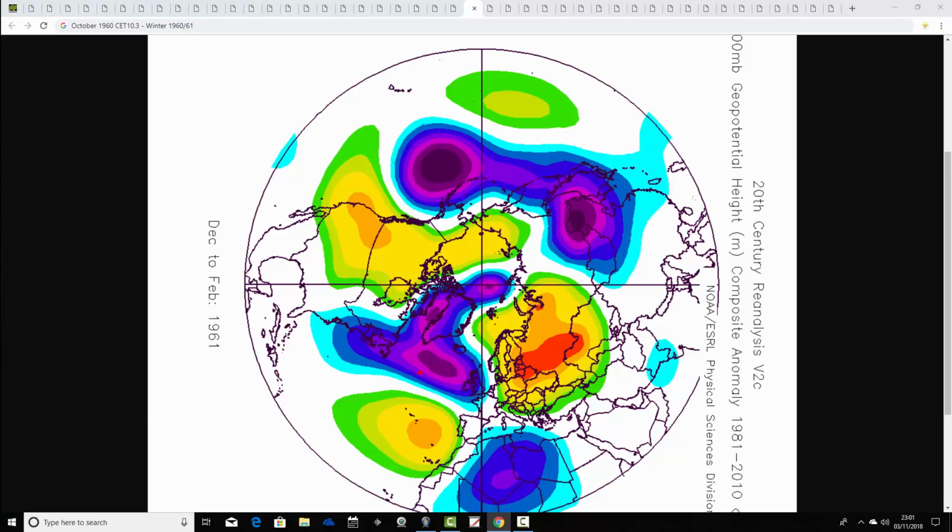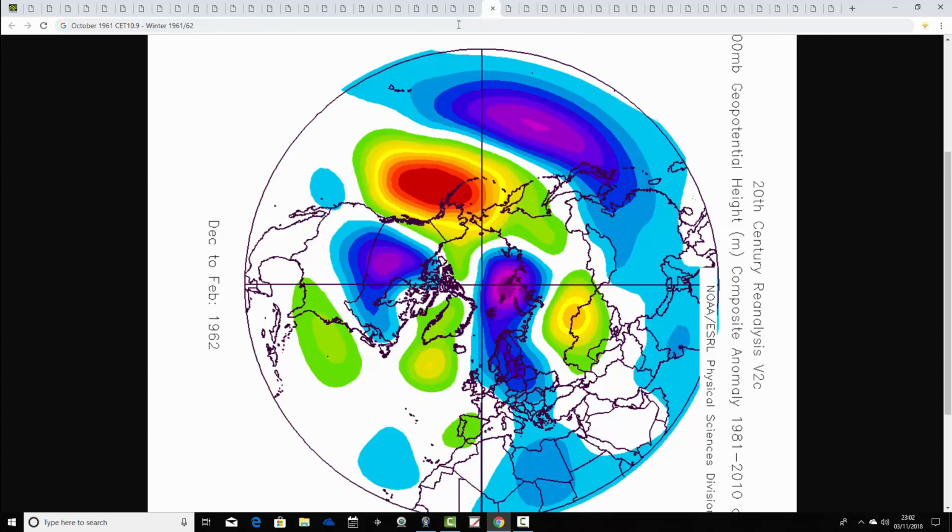The winter of 60-61 has the below average heights out to the west. We bring the Atlantic through like that. It does have quite a strong high pressure signal to the east, but actually this is one of the milder winters of the 1960s. It's a very cold decade in the 1960s with a lot of severely cold winters, but this is one of the milder ones, 60-61, and also quite wet. We've got October 1961 showing up next with a CET of 10.9.